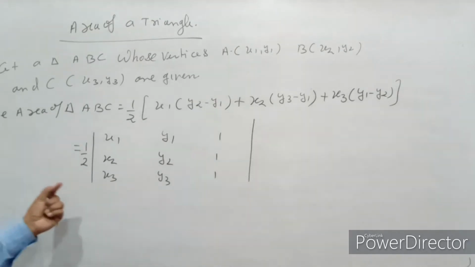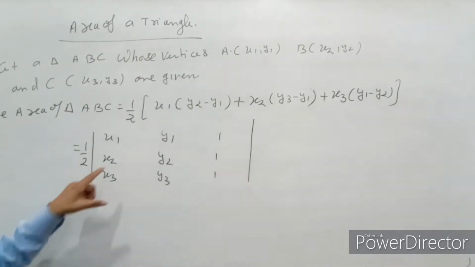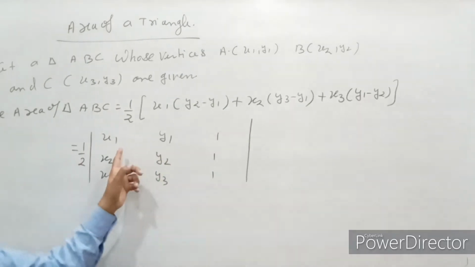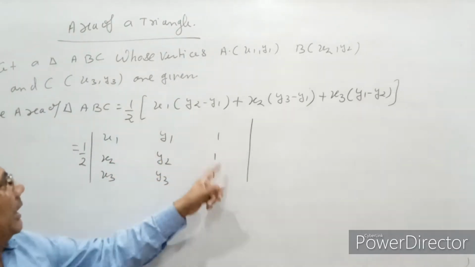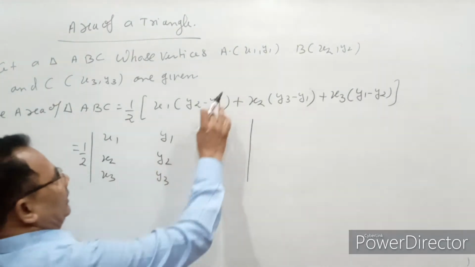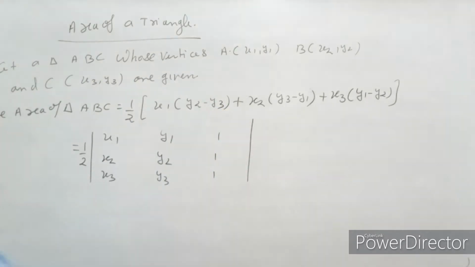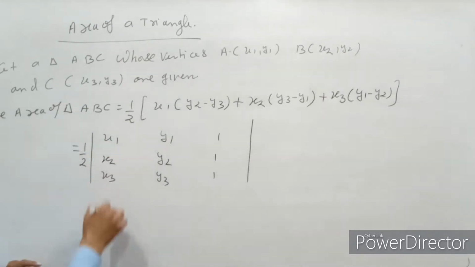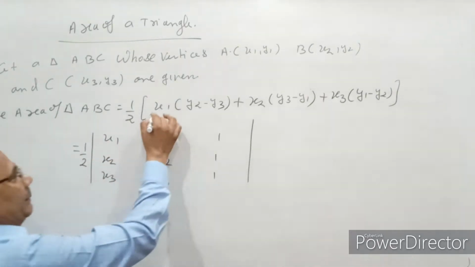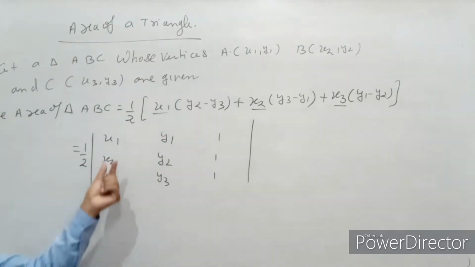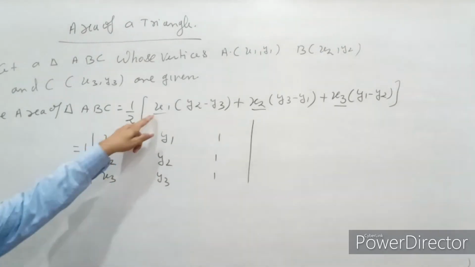Now if we expand this determinant along the first row, then we get x1 into (y2 - y3), minus, and so on. Or we can expand this determinant along the first column, since here we have x1, x2 and x3 in the first column.